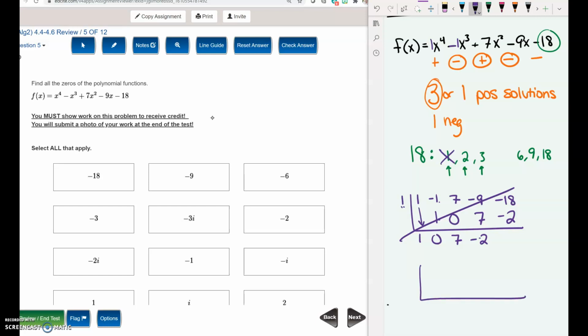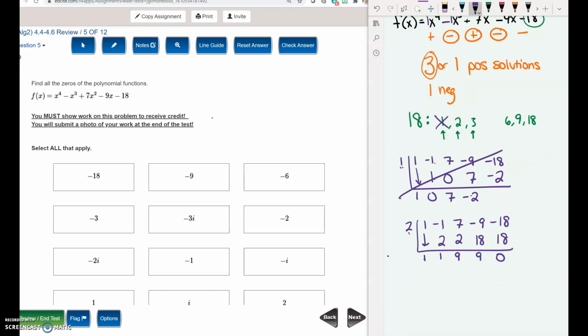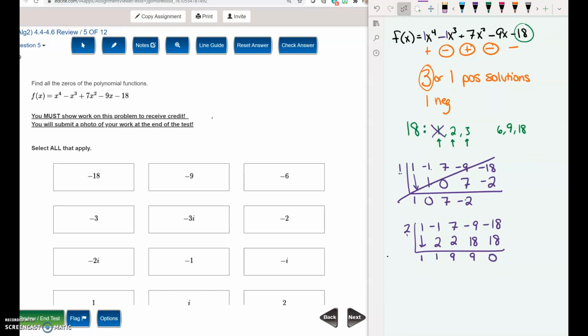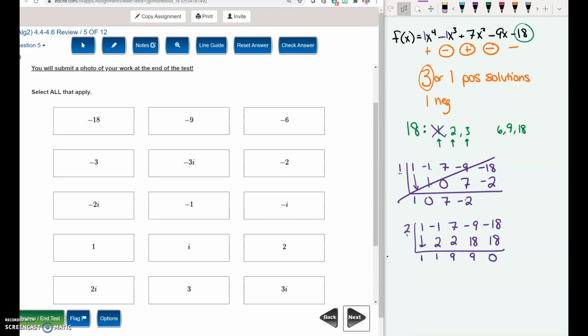So I'm going to test again using 2. 1, negative 1, 7, negative 9, negative 18. 2 times 1 is 2. Add them. 2 times 1 is 2. Add them. 9 times 2 is 18. Add them. 2 times 9 is 18. That gets me the 0. All right, so I know that 2 is a solution. So right now you can go over here and click on 2. I know that 2 is a solution.